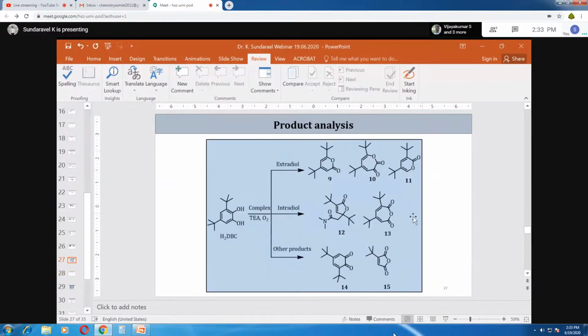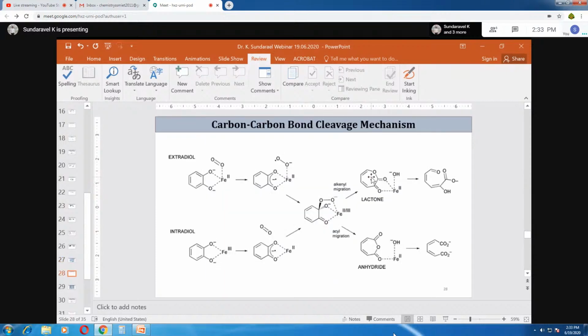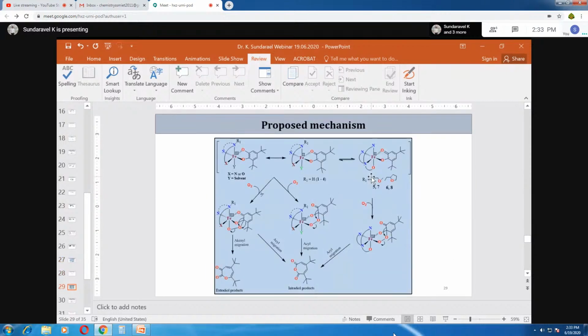So from the gas chromatographic analysis as well as NMR studies, that clearly reveals that the oxygenation reaction generates both intra as well as extradiol product. So based on our observation as well as the characterization of the product, we have proposed a mechanism to explain the product distribution. So we have to account for both the intradiol as well as the extradiol product formed during the course of the reactions.